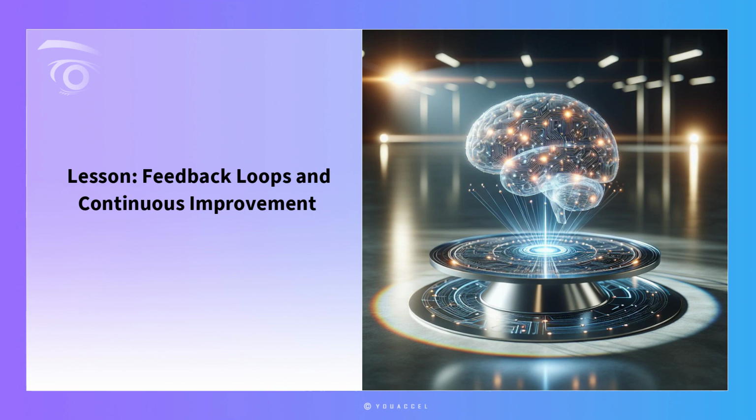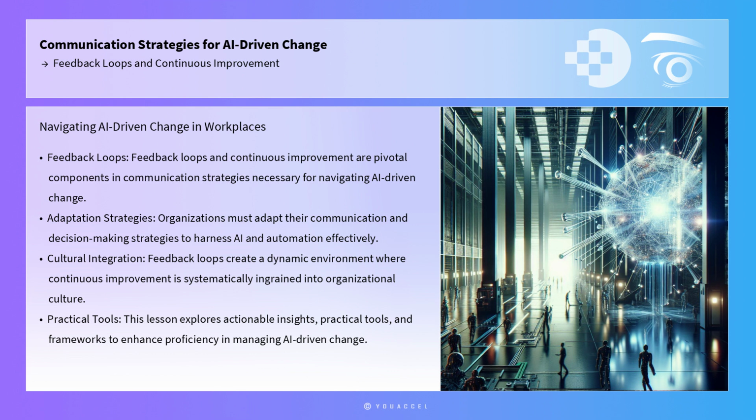Lesson: Feedback loops and continuous improvement. Feedback loops and continuous improvement are pivotal components in the communication strategies necessary for navigating AI-driven change within modern workplaces. As AI and automation become more entrenched in business processes, organizations must adapt their communication and decision-making strategies to harness these technologies effectively. Feedback loops are essential for creating a dynamic environment where continuous improvement is not only encouraged, but systematically ingrained into the organizational culture.